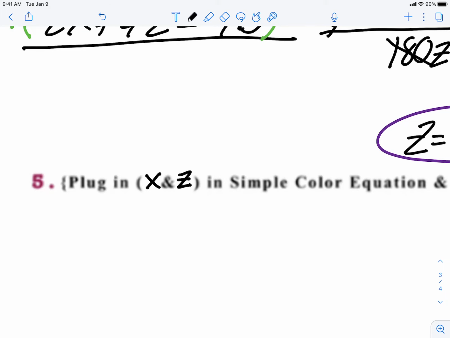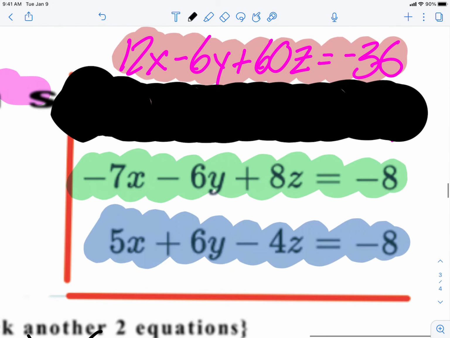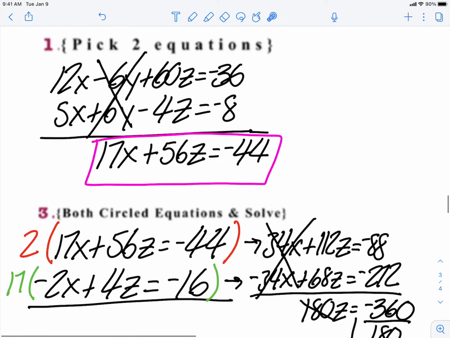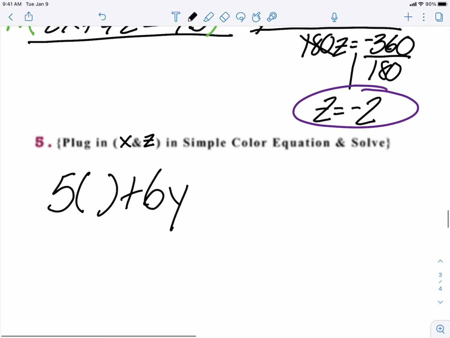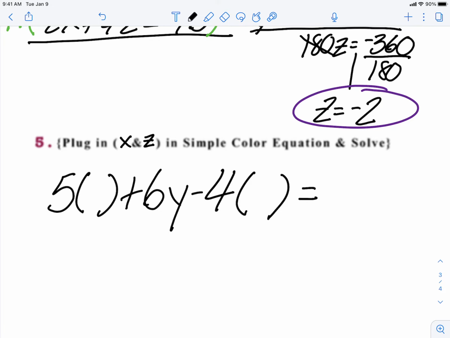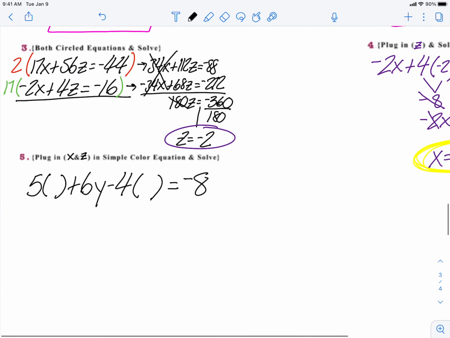Into a simple color equation. Simple color means one of the OGs. One of my original ones. And to me, the simplest OG, original, is blue. 5x plus 6y. Let's see. 5x, oh no, I have x, plus 6y. And then, what's the z part? Minus 4z, but no, we have z, is equal to -8. Well, let's plug in our information.